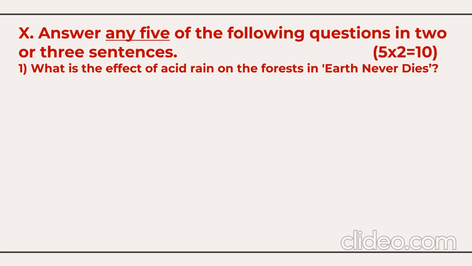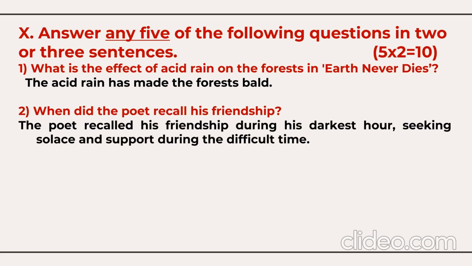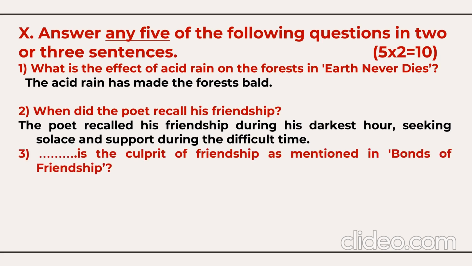What is the effect of acid rain on the forest in Earth Never Dies? The acid rain has made the forest bald. Then, when did the poet recall his friendship? The poet recalled his friendship during his darkest hour, seeking solace and support during the difficult time. Who is the culprit of friendship as mentioned in The Bonds of Friendship? The pursuit of separate interest. The pursuit of separate interest is the culprit of friendship.